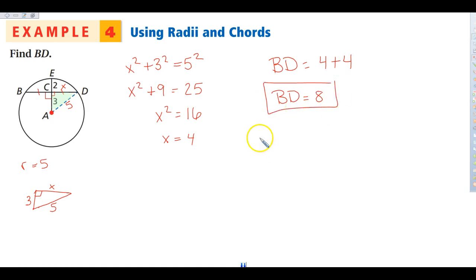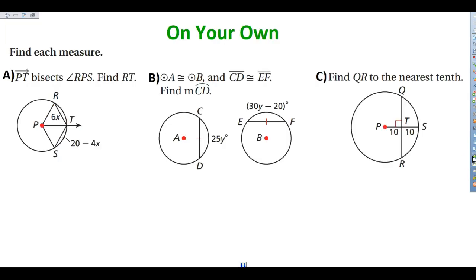Again, if you have any questions, go ahead and write them down. What I want you to do right now is to go ahead and pause the video and do these 3 problems on your own. Once you have completed the problems, go ahead and press play, and we will go through your answers. So go ahead and pause your video right now.